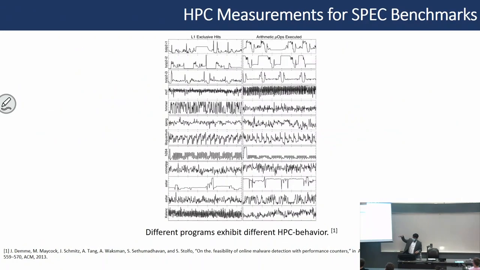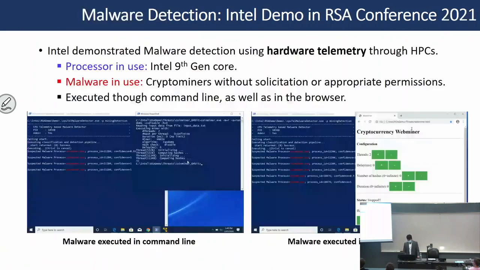So we have plotted several SPEC benchmark programs here, and we have plotted two HPCs: L1 exclusive hits and arithmetic micro-operations executed, okay? As you can see, each program has a characteristic variation of HPC. So you can clearly identify that this HPC variation correlates to this program, right? That's the whole idea. You can create a signature out of these HPC variations.